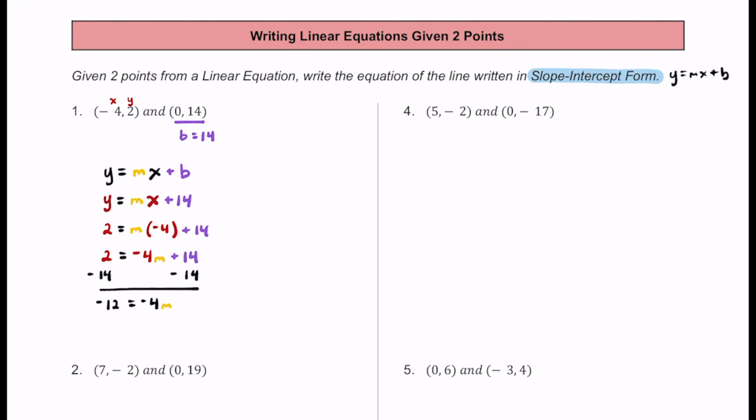Then we divide both sides by -4. If we do that, we find that m is equal to -12 divided by -4, which is +3. There were two things we really needed to look for: one was this b value and one is this m value. So at the end of the day, our final linear equation is y is equal to 3x, since the slope is 3, and then plus 14. This is our linear equation written in slope-intercept form for the line that goes through the 2 points we were given, -4, 2 and 0, 14.